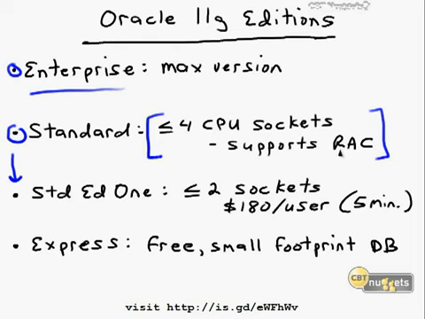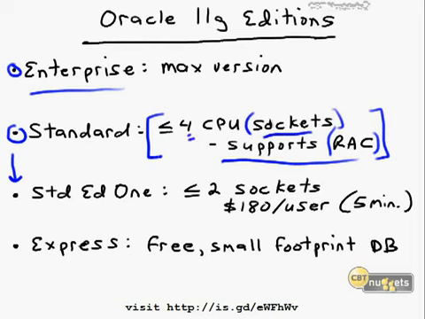Now, Standard is cool for a lot of people because Standard actually supports clustering. Oracle's database clustering solution is called RAC, Real Application Clustering. We're going to flirt around just a little bit with RAC as we go through the course, but that's largely an OCP level topic and not an OCA one.